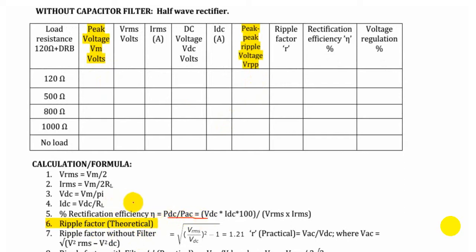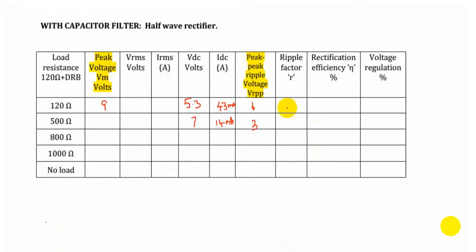So using these values, you have to find the efficiency and ripple factor. Use the formula to find out the ripple factor: peak to peak ripple divided by 2 root 3 by VDC, and you find the regulation. So all these three things we have to complete. So this is about your simulation of half wave rectifier with and without filter.